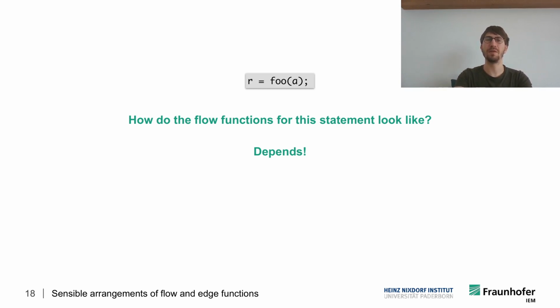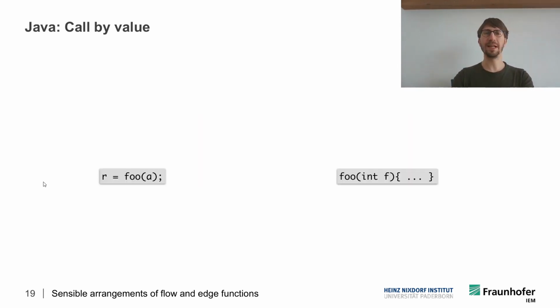It depends on the semantics of the argument passing. And this is highly dependent on your programming language. In the following, I will discuss the semantics for Java, C, and C++. Only after you are aware of those semantics can you properly design the flow functions. Let me discuss Java first.